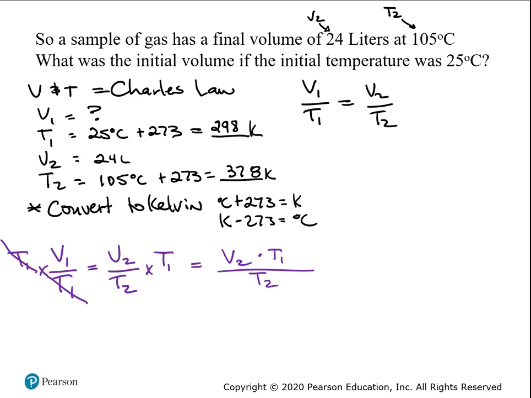Right, so that T1 is going to get multiplied times V2, and then I've got to divide it by T2. Just make sure that you use your Kelvin numbers. So 24 liters times 298 Kelvin divided by 378 Kelvin. Also, you can check if you keep your units, Kelvin and Kelvin cancel. It's going to leave your units in liters, which is your volume. 24 times 298 divided by 378.